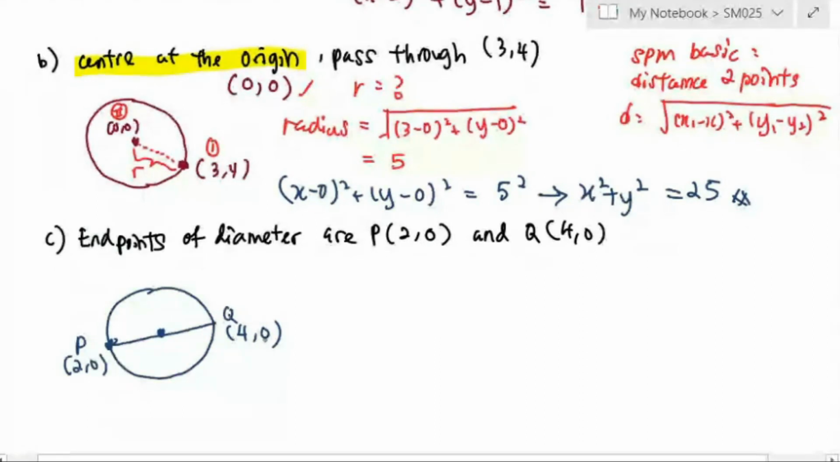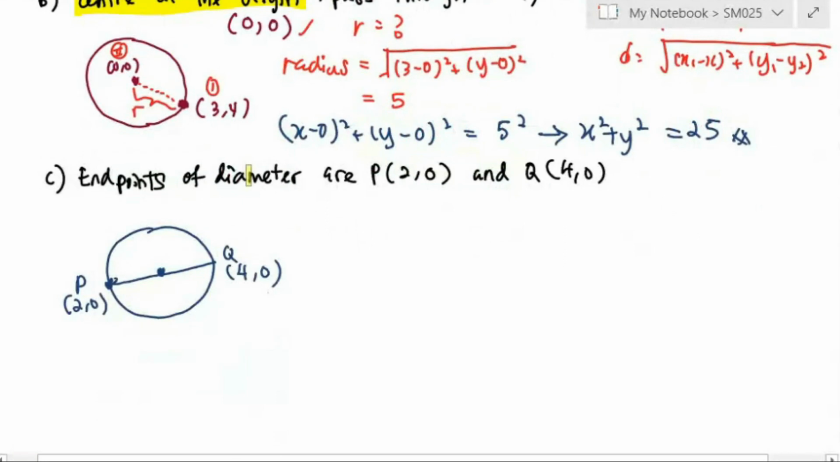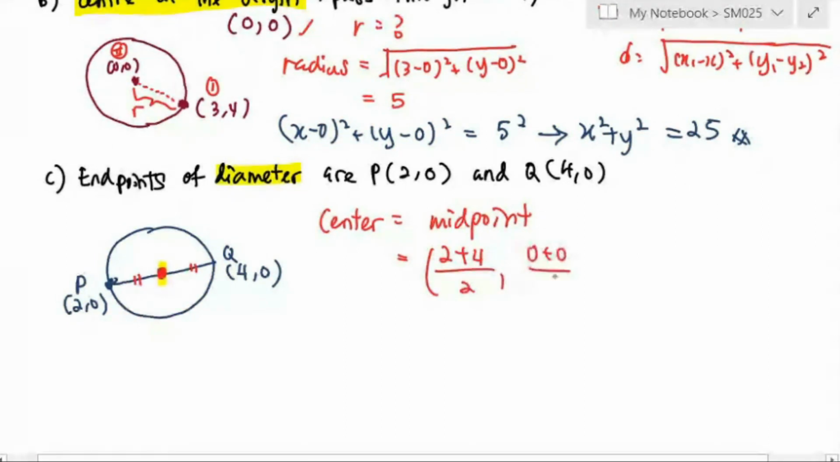So how do we get our center? Because we said diameter, of course our center will be at the midpoint of our diameter, because this is your radius, this is your radius, and then confirm your center will be your midpoint, the midpoint of those 2 points. So center will equal the midpoint between these 2 points. So how do we get the midpoint? Okay, x plus x divided by 2, and y plus y divided by 2. So this is our midpoint. So we get our center.